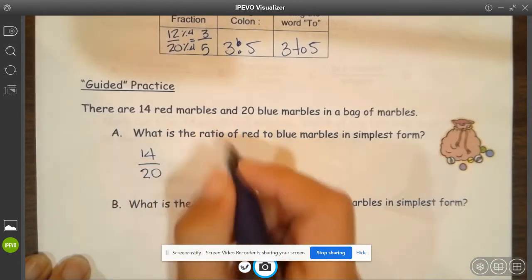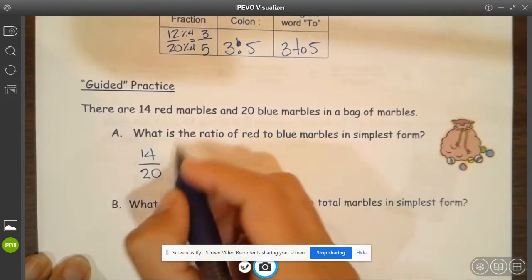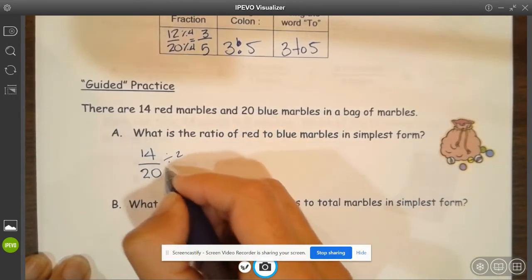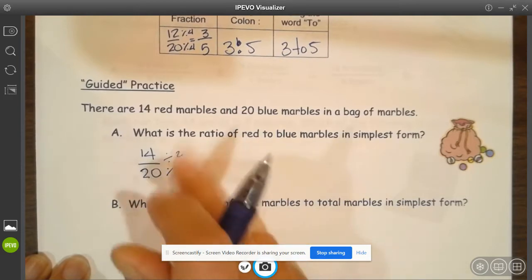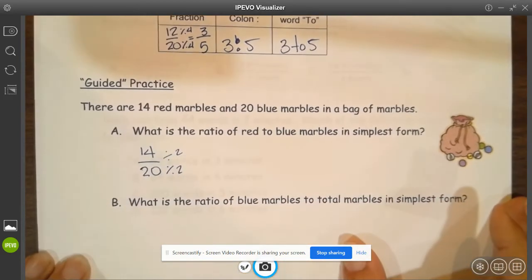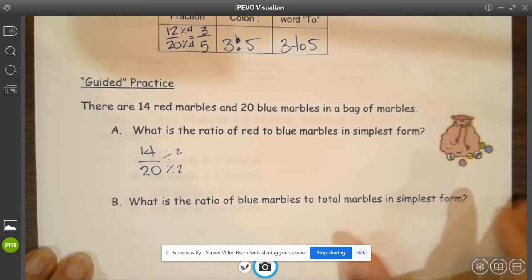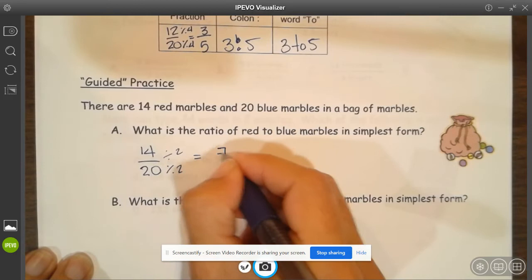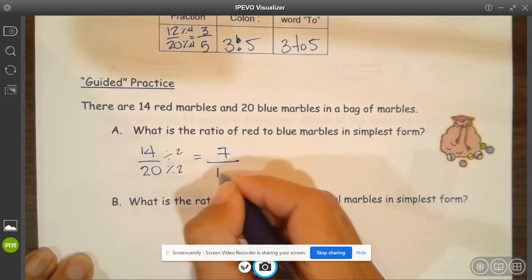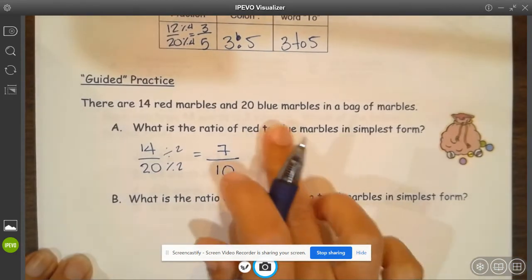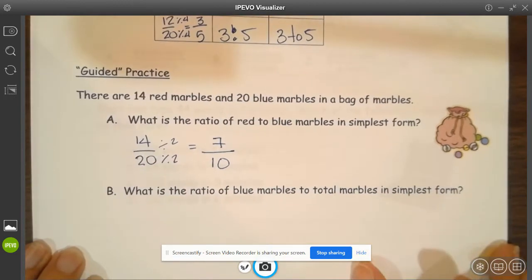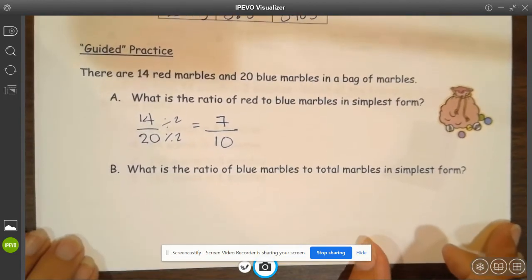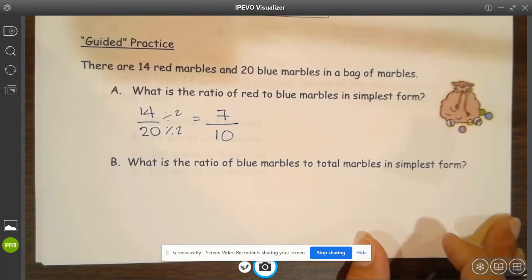Well, we have to divide. The highest number that divides both would be 2. Notice that both top and bottom have to be divided by the same number when you are simplifying. 14 divided by 2 is 7, and 20 divided by 2 is 10. Because 7 is a prime number, it does not divide any further, so you leave it like that. This is the simplest form.